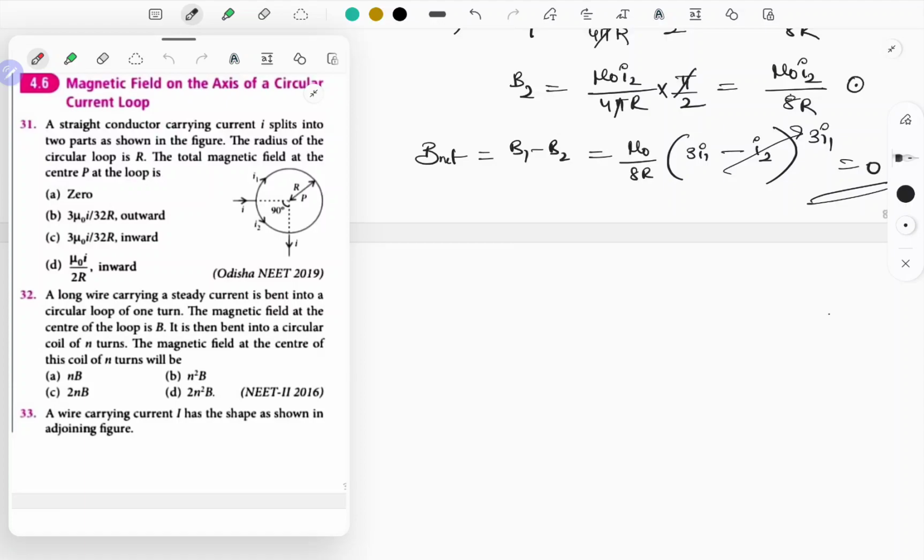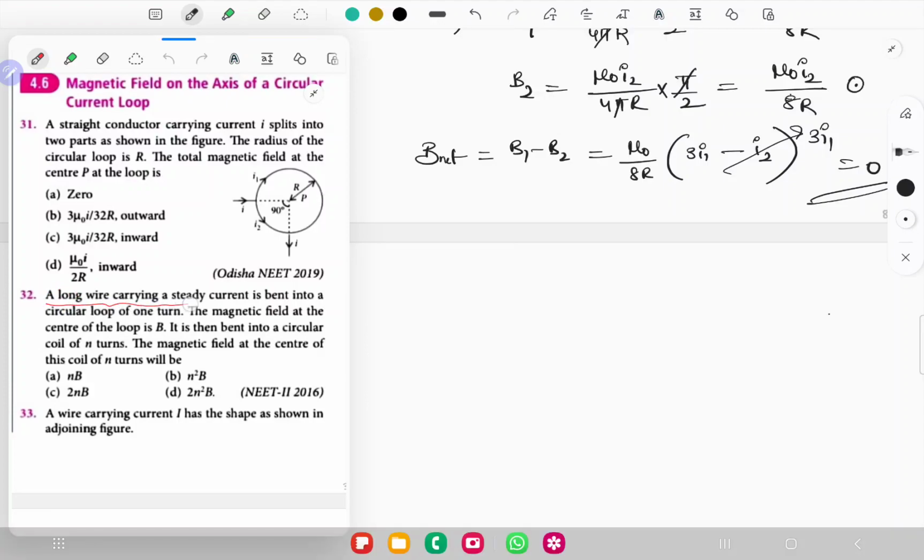Welcome back to the second part of moving charges and magnetism. In the previous part, I solved numericals up to 31, right? So let me start with question 32. Okay, so let's get started. Let me read it out.